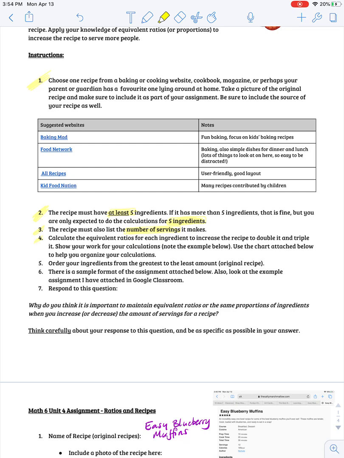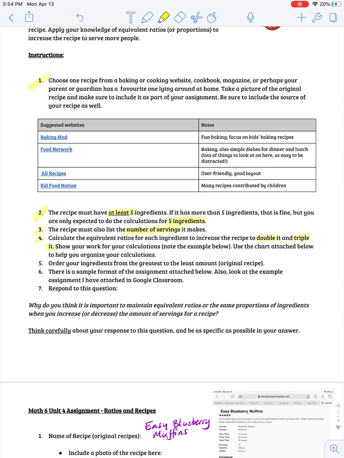Number 4, you're going to calculate the equivalent ratios for each ingredient to increase the recipe to double it, and you're going to triple it. Okay, so you're going to triple the amount and you're going to double the amount of the recipe. You have to show your work for your calculations. So I'm actually going to walk you through some sample calculations below because you may run into calculations obviously involving fractions.